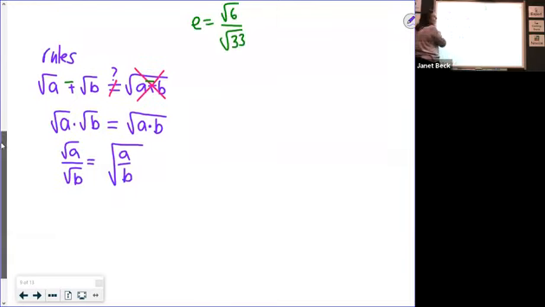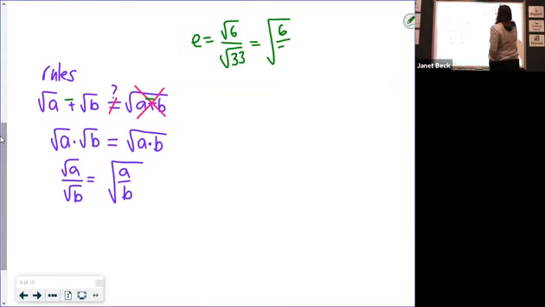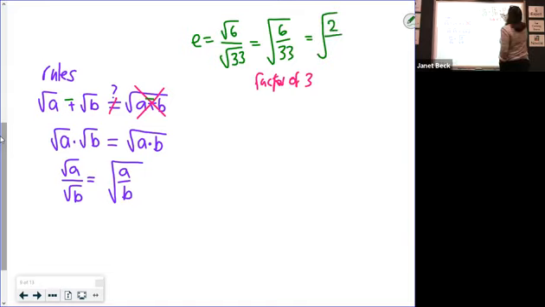So let's look at what we've got in our answer here. This can be simplified to be the square root of 6 over 33. And those numbers have both got a factor of 3. They've both got a factor of 3, so 3 goes into 6 twice and into 33 11 times.